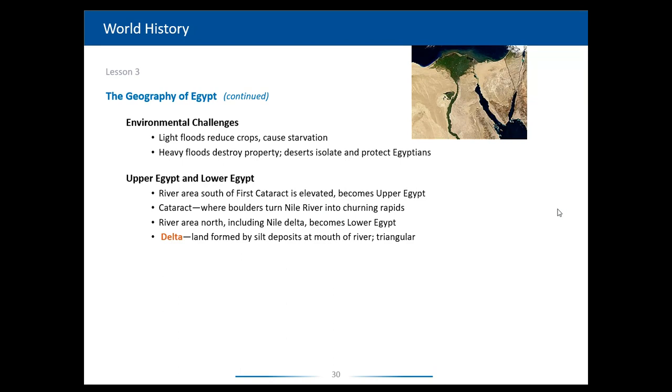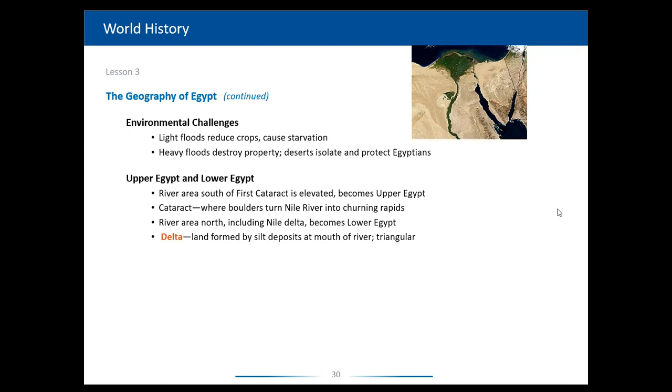Although they have very high yields of wheat and barley, there are still environmental challenges. Light floods reduce crops and cause starvation. Heavy floods destroy property. Deserts isolate and protect Egyptians.